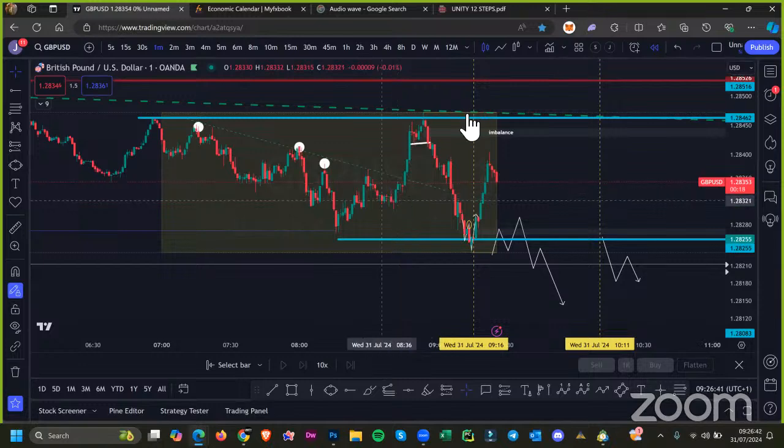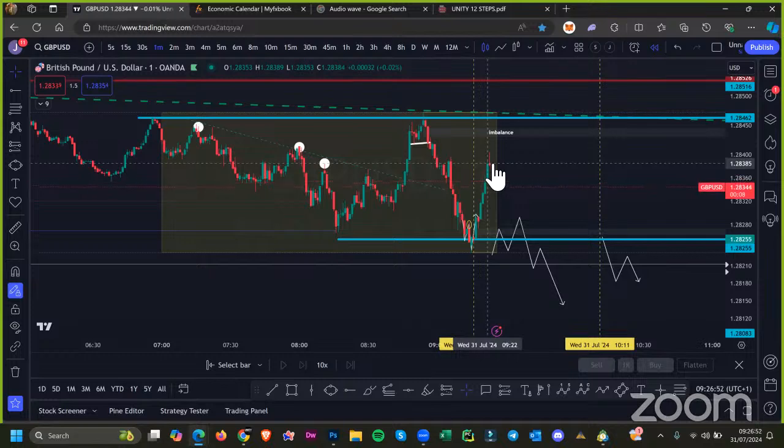Could I have caught this trade down here? Possibly. Could I have caught this trade to where we are right now? Possibly. Is it a telltale, perfect setup, very obvious? No, not necessarily.